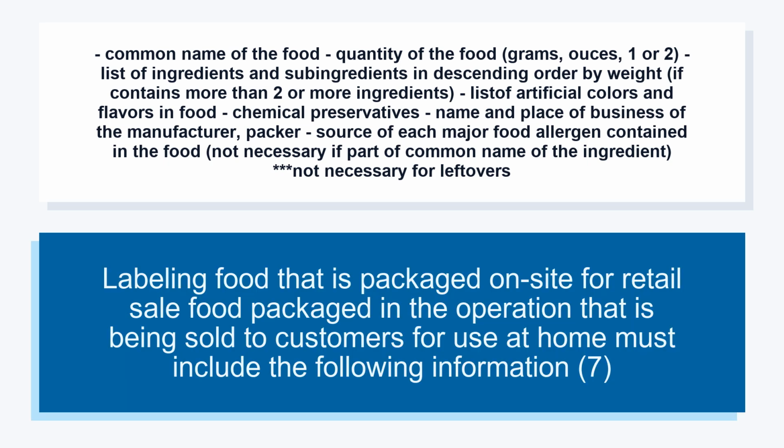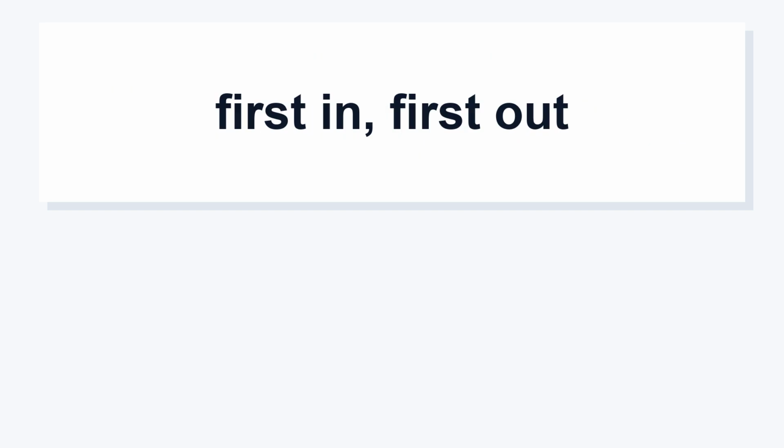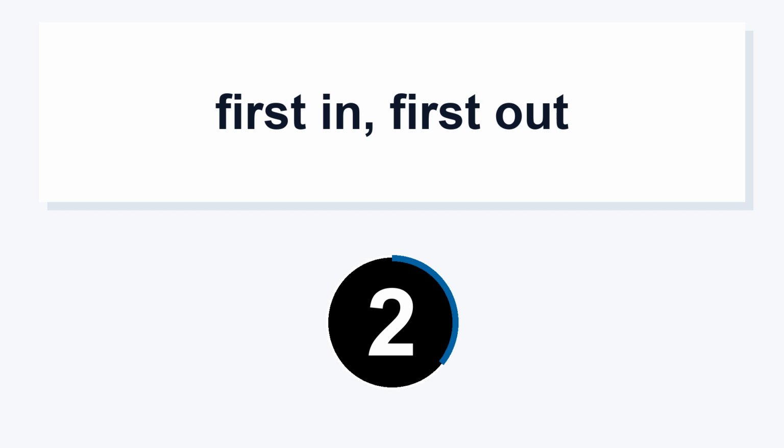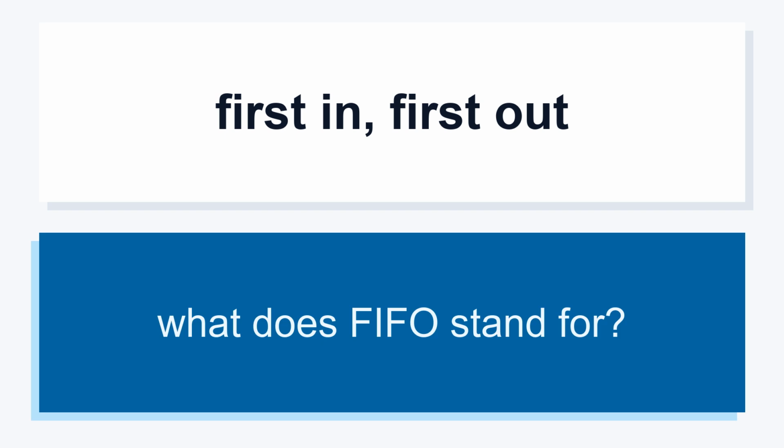Labeling food that is packaged on-site for retail sale. Food packaged in the operation that is being sold to customers for use at home must include the following information. 7. First in, first out. What does FIFO stand for?